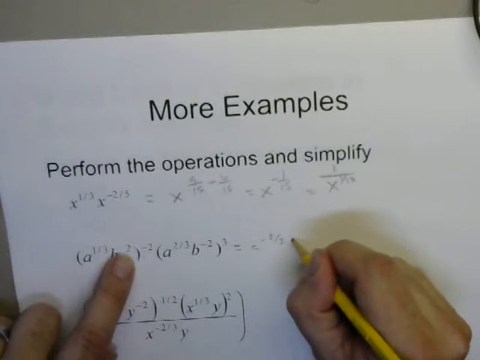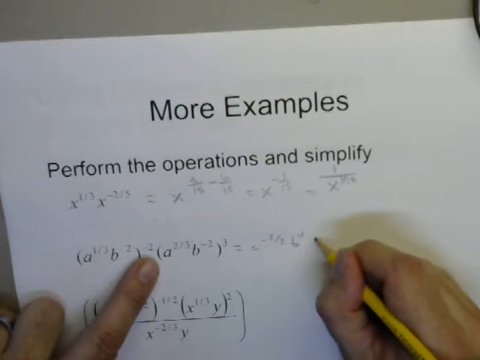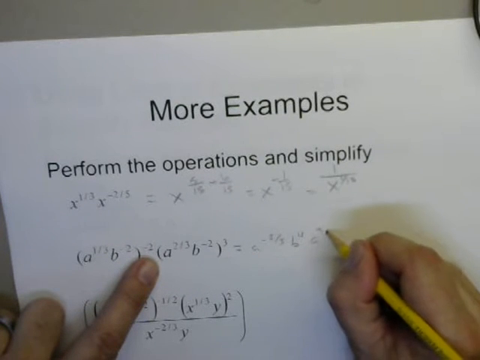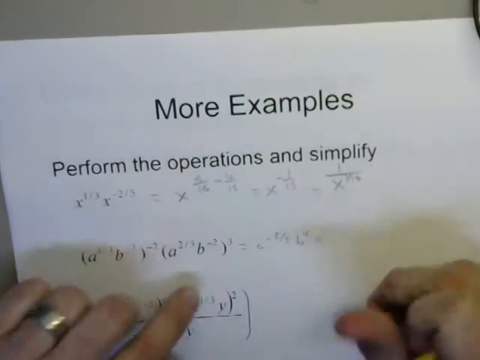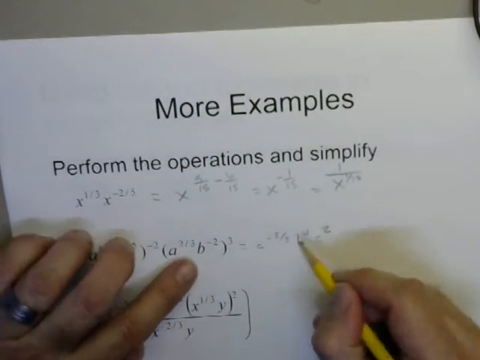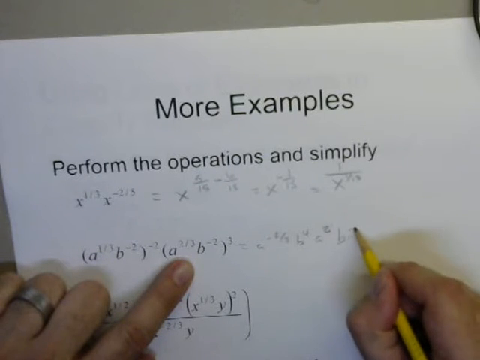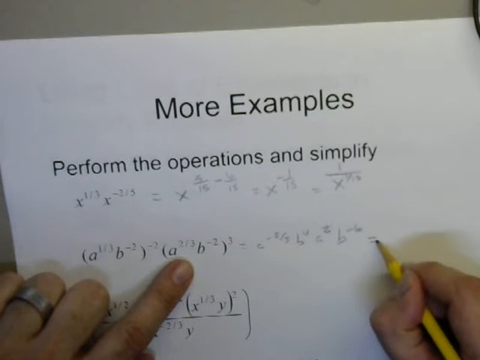For this one, again, you'll have a to the 2/3. Then you'll get b to the 4th. Then you'll get a to the 2nd power, right? Because 2/3 times 3 is just 2. And then you'll get b to the -6, right? Then just add exponents together.